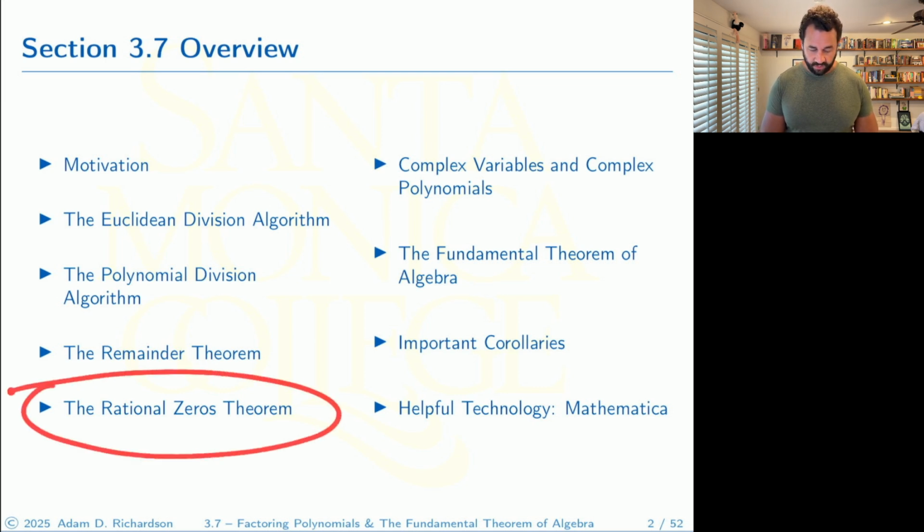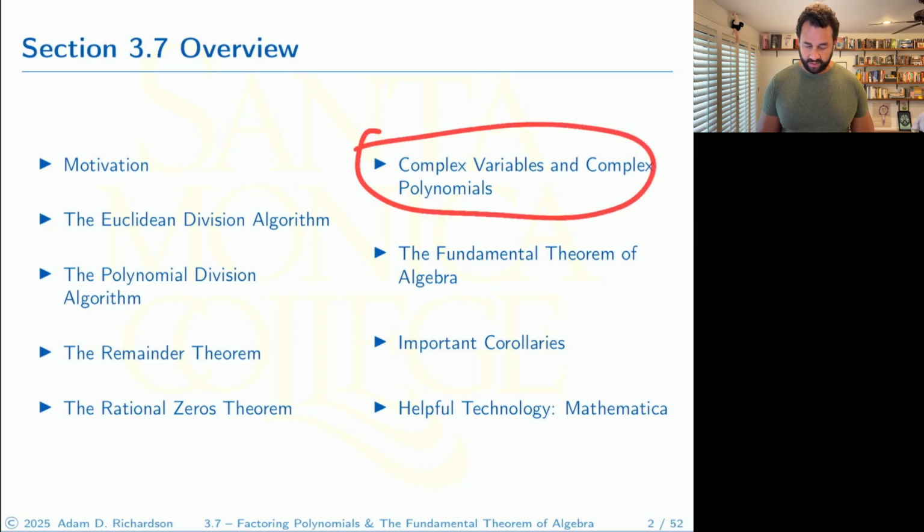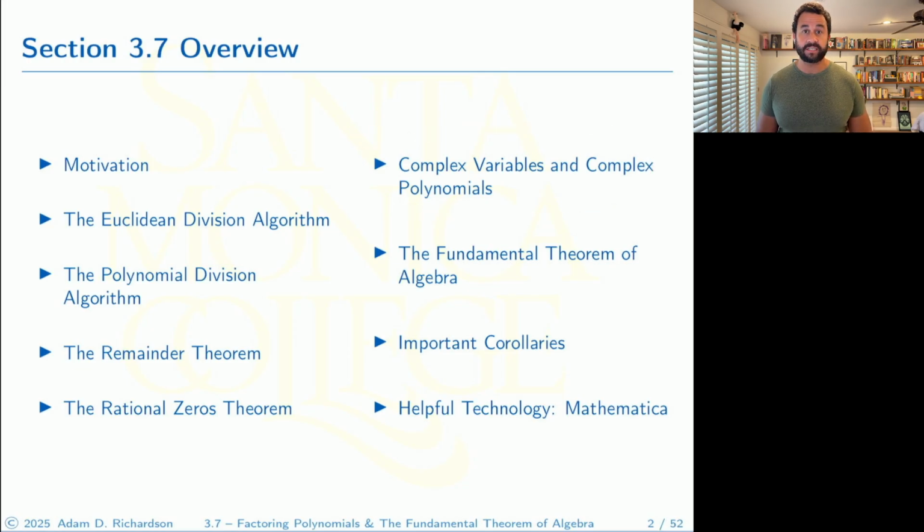Then we're going to get what's called the rational zeros theorem. This is a really helpful theorem that lets you determine if there are any rational zeros of a polynomial. Then, to complete things, now that we've talked about complex numbers, we're going to need to talk about complex variables and complex polynomials. Then we can finally state the fundamental theorem of algebra. Following that, we're going to see some important corollaries, and those are really going to be the main tools that we use.